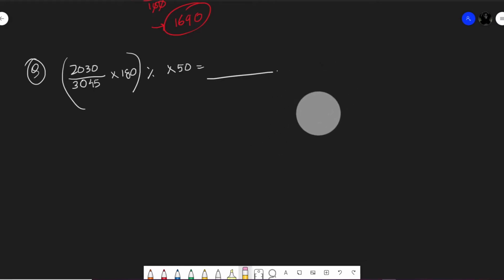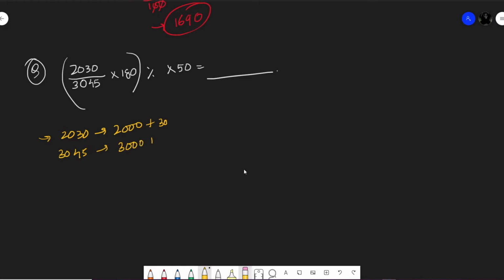I guess you have done this. If you don't understand it, there is no problem, I'm there. So what is this? What is 2030? It is 2000 plus 30, right? And what is 3045? It's also 3000 plus 45, right?